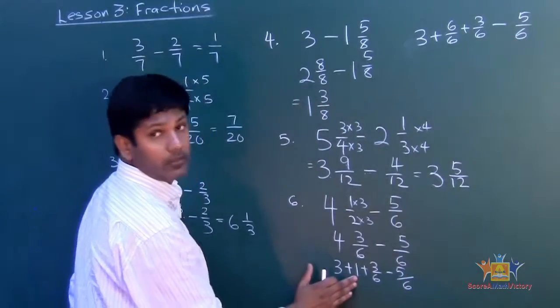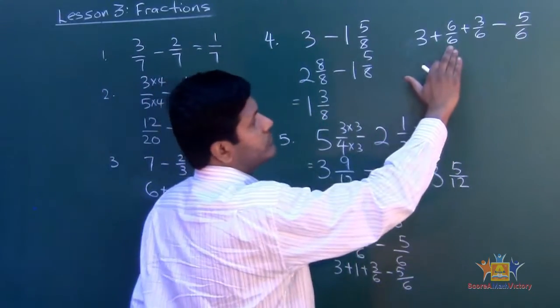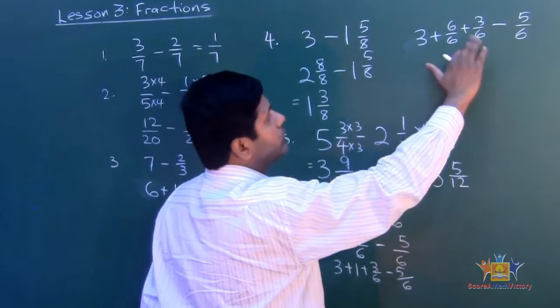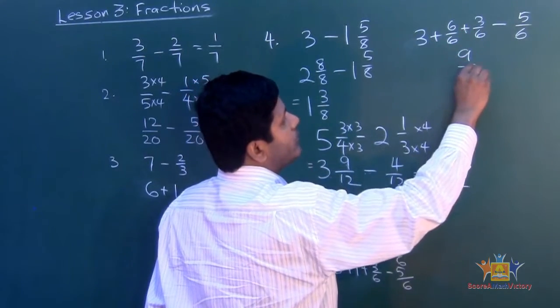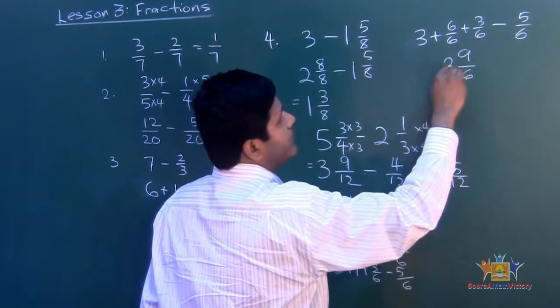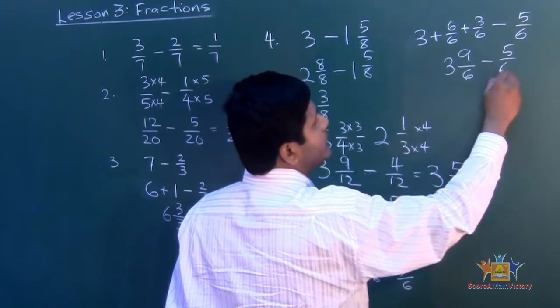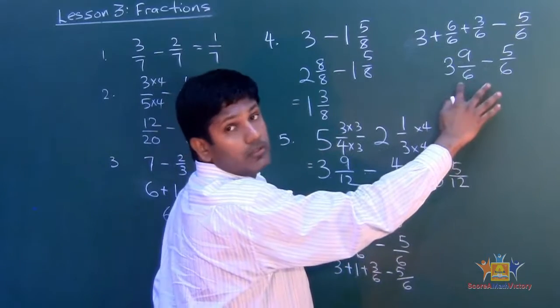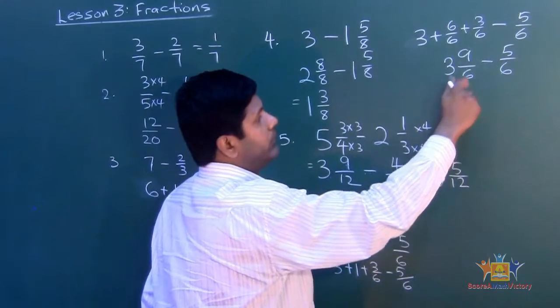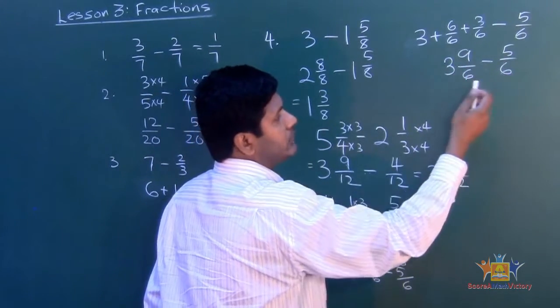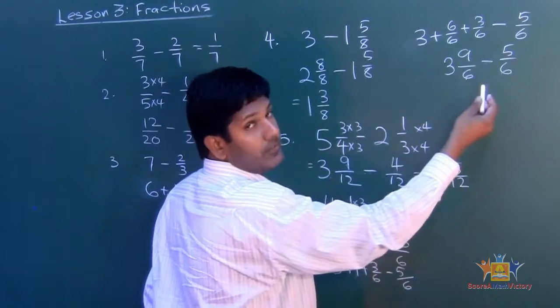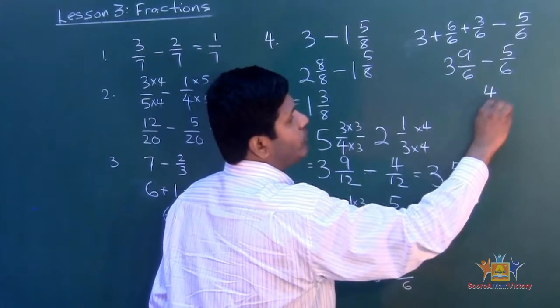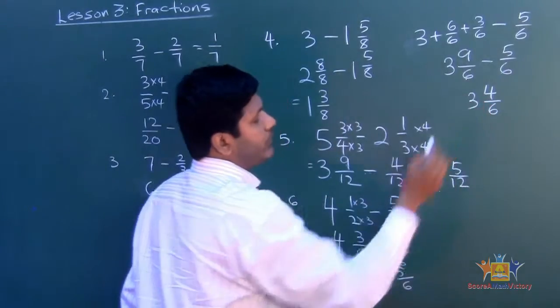See that? Why do I pick 6 over 6? So now I can combine these two. So 6 plus 3 is 9 over 6. And then I just put 3 next to it, minus 5 over 6. Now I can subtract 9 minus 5, because both denominators are common. Alright? So 9 minus 5 is 4. Okay? So 4 over 6. And I bring the 3 down there.